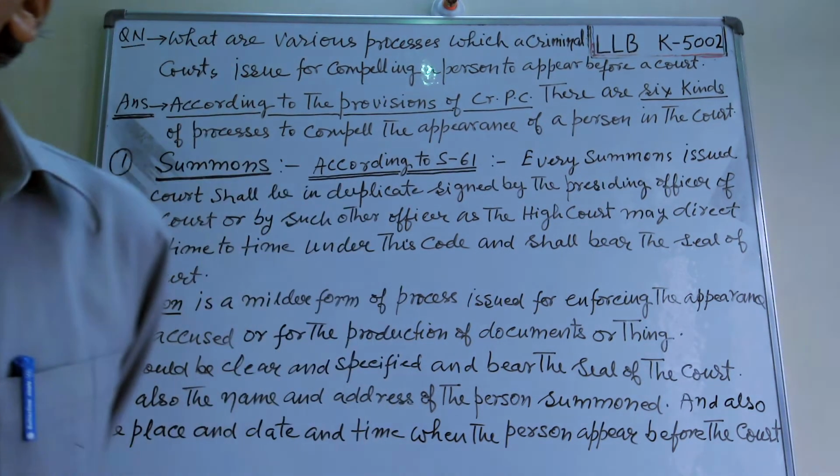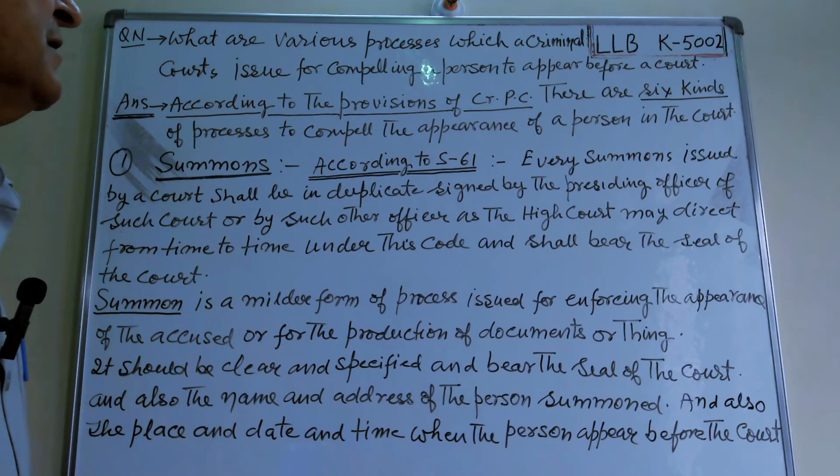My dear friends, I am taking the next question of paper second. What is the question? What are various processes which a criminal court issues for compelling a person to appear before a court? Answer. According to the provisions of CrPC, there are 6 kinds of process to compel the appearance of a person in the court.